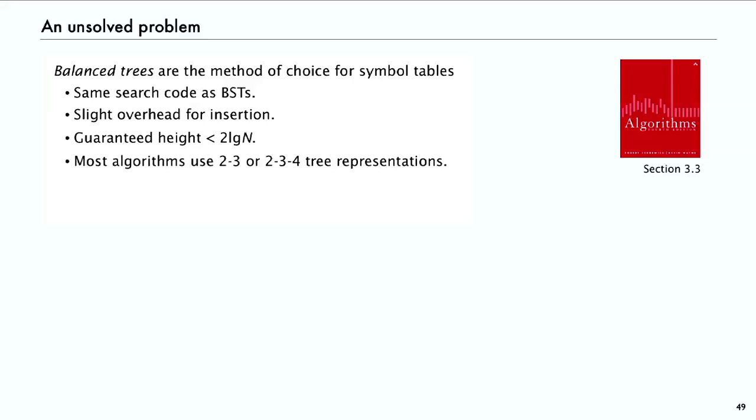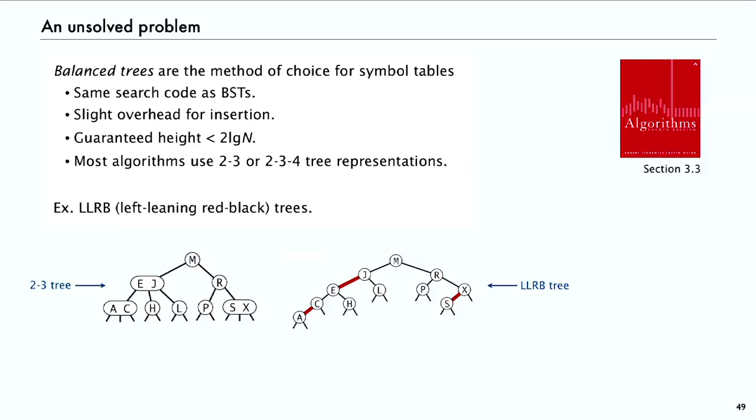Most algorithms use 2-3 or 2-3-4 tree representations, which actually translate right to binary trees. And again, without going into the detail, this is just an example of left-leaning red-black trees, which are the ones that are described in detail in Algorithms. And that's the 2-3 tree, and I don't need to even explain what that is.